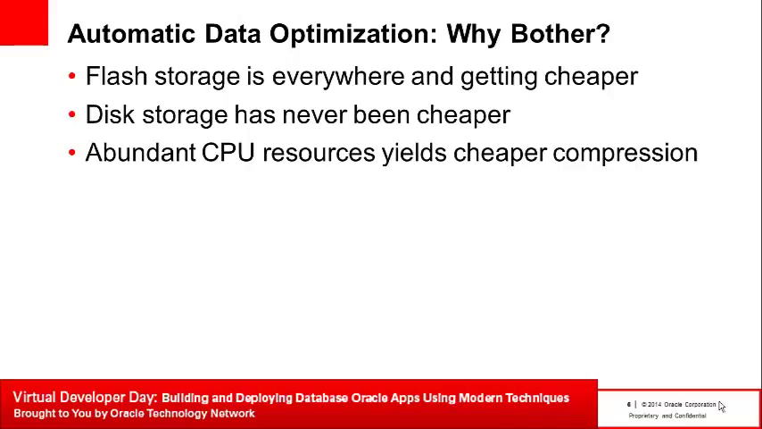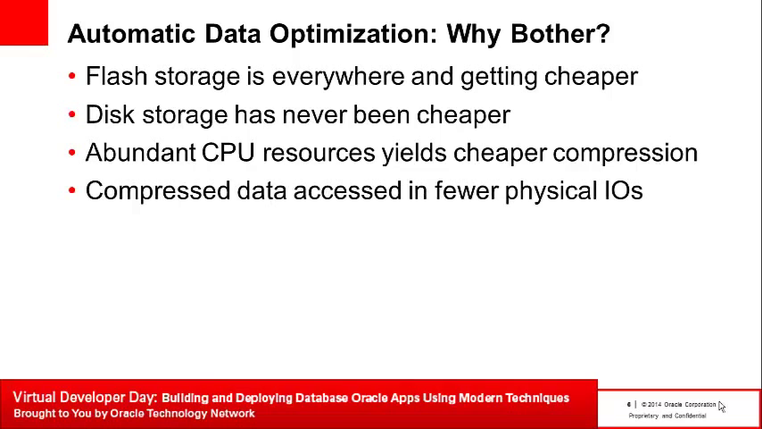Another thing that's changed: CPU resources are immense at this point in time. For example, the newest version of the X4-2 Exadata database machine has 192 cores. CPU used to be one of the limiting factors in database performance. Not anymore. It's so cheap and so available, it's not even a limiting factor. So what we'll concentrate on here is getting advantages from compressing data.